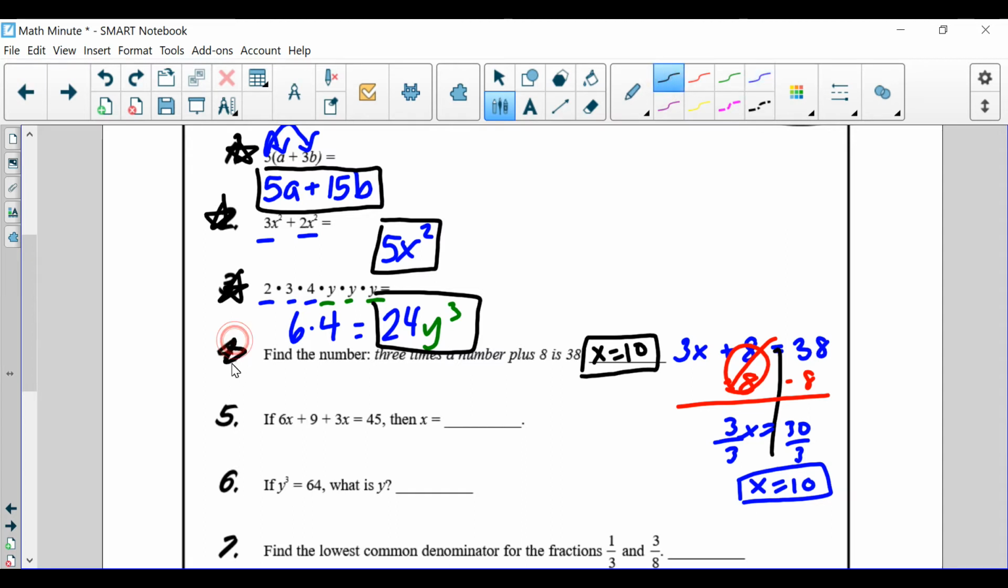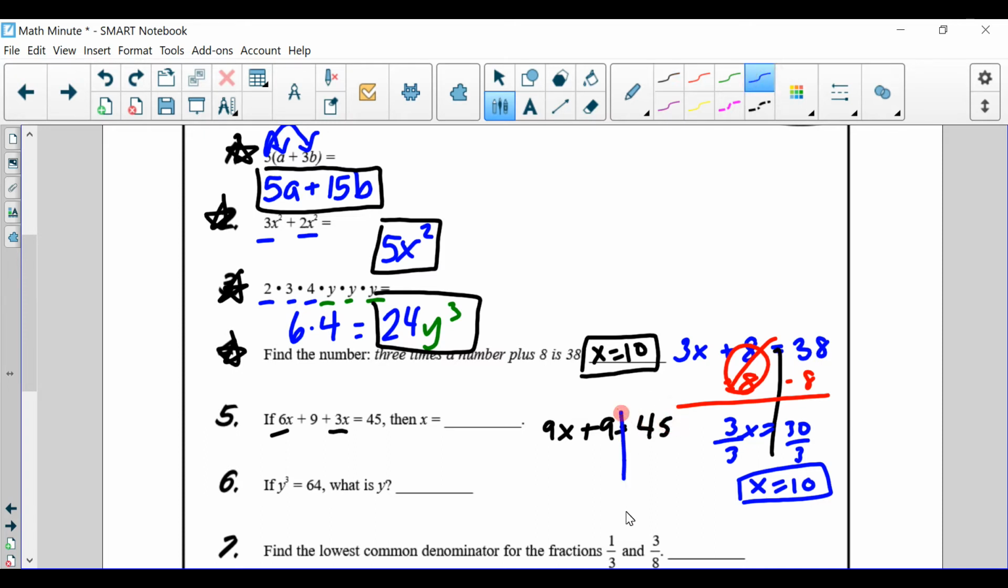Next, let's go over number 5. Number 5, we've got another equation. So we've got 3x plus 6x plus 9 is equal to 45. Now what I'm going to do is I'm just going to go ahead and combine those values. 6x plus 3x, that's going to be 9x plus 9 is equal to 45.